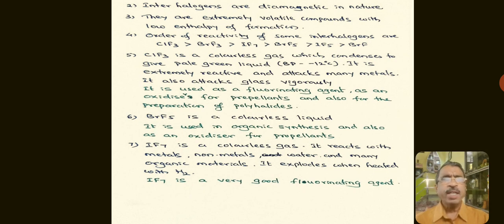Bromine pentafluoride is a colorless liquid. It is used in organic synthesis and also as an oxidizer for propellants. Iodine heptafluoride is a colorless gas. It reacts with metals, non-metals, water and many organic materials. It explodes when heated with hydrogen. It is a very good fluorinating agent.